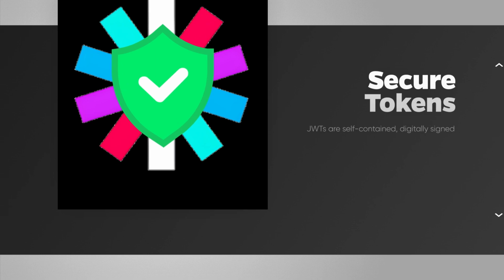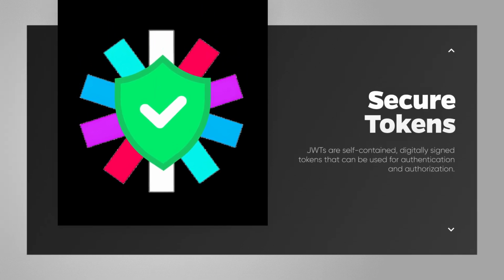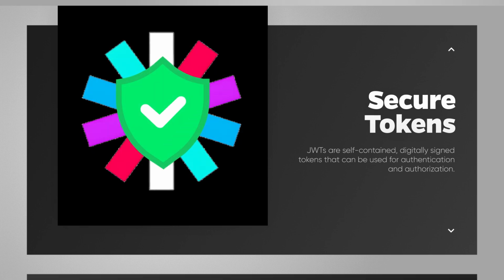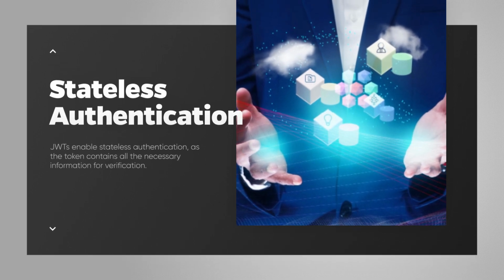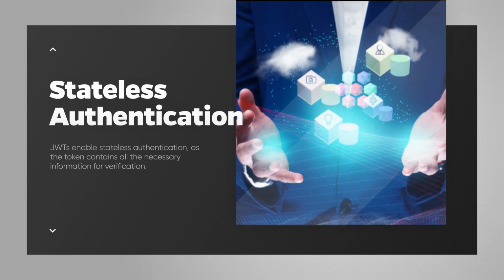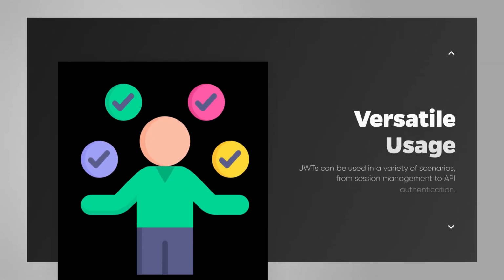JWTs are self-contained, digitally signed tokens that can be used for authentication and authorization. This self-containment reduces the reliance on server-side storage and enhances security by encapsulating all necessary information within the token itself. JWTs enable stateless authentication, as the token contains all the necessary information for verification. This statelessness simplifies the authentication process, as servers do not need to maintain session state, resulting in improved scalability and performance.